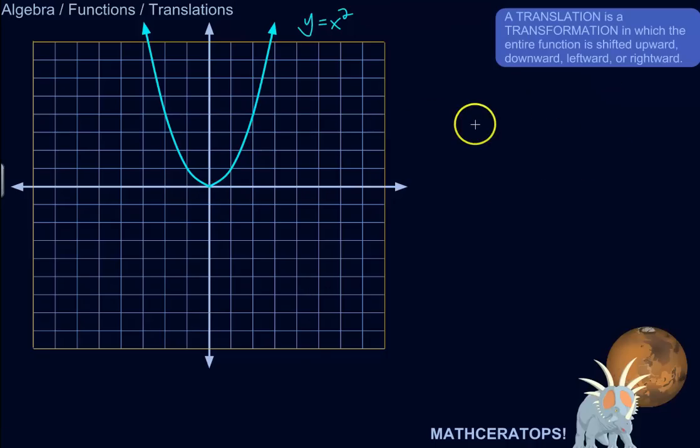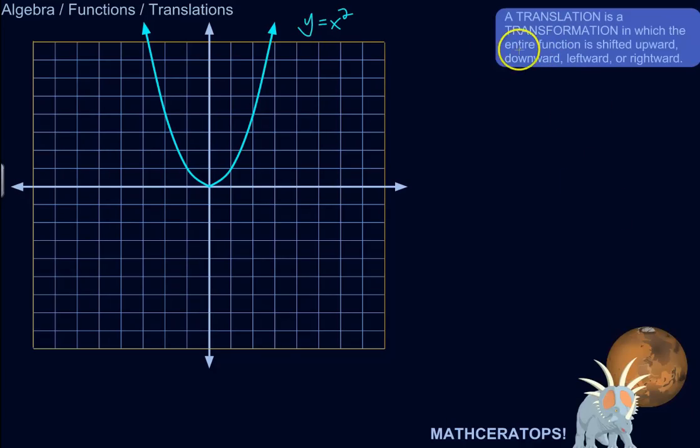Alright, so translating functions is not so bad. We'll start with just the base function, y equals x squared. That is a square function, forms a parabola, and we'll translate this in various ways. So I want to show you what happens with the equation to produce these translations, and then we'll kind of go the other way too.